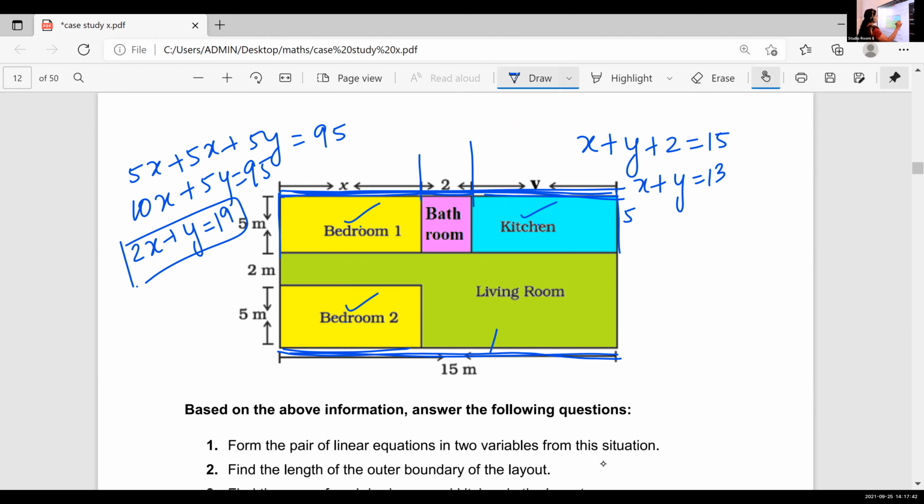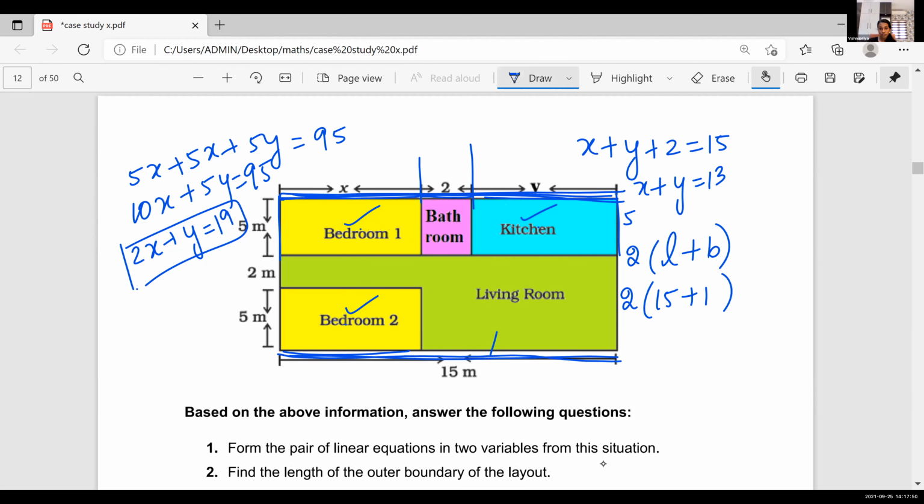Is it a rectangle? 2 into 15 plus 12. Length is 15, breadth is 12. Okay, 2 into L plus B. Length is 15 and breadth is 12.